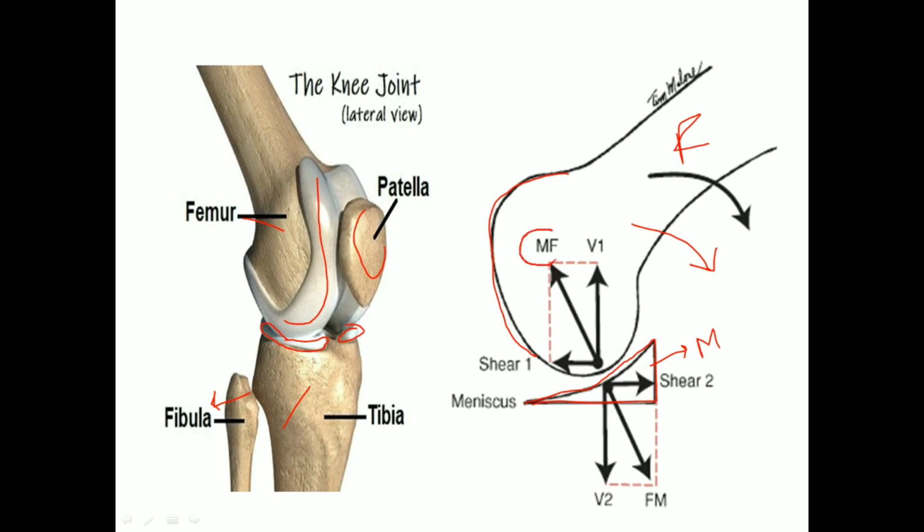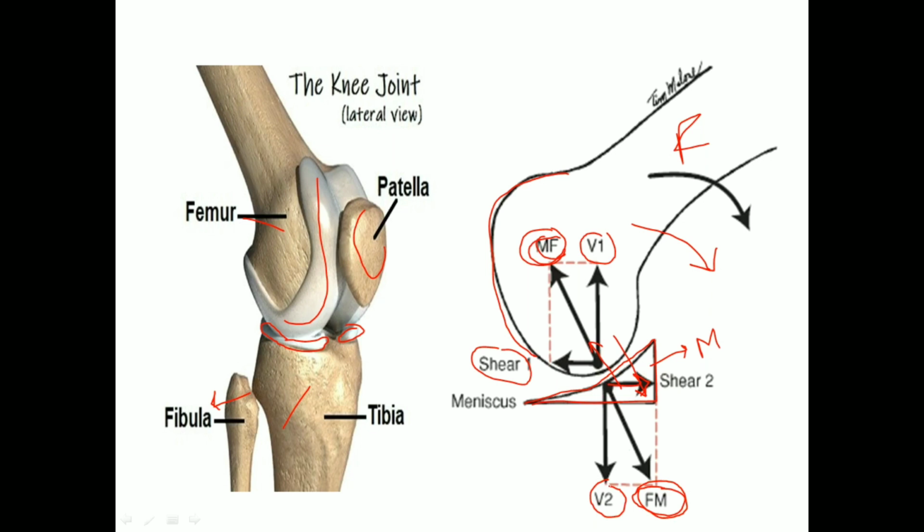One is meniscus on femur. MF means meniscus on femur, meaning the meniscus is trying to push the femur. Another is femur on meniscus, meaning the femur is trying to give pressure on the meniscus. So for the first one, meniscus on femur, we will get two components: one is a vertical component and one is a shear component. And when the femur gives pressure on the meniscus, again two components will be there: our shear component and a vertical downward component.